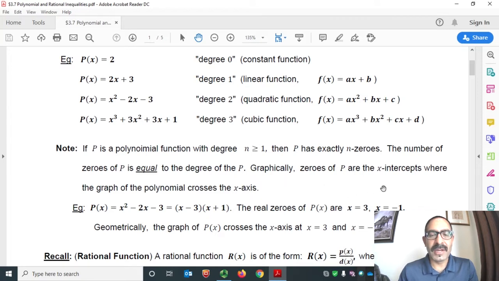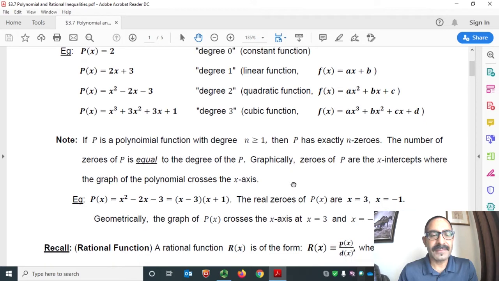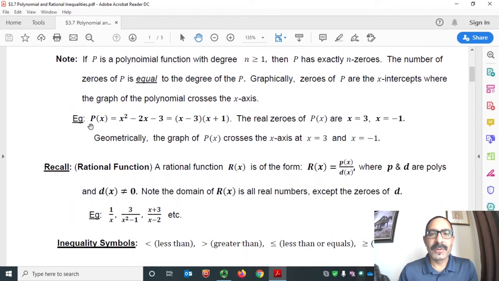Graphically, zeros of polynomials are the x-intercepts where the graph of the polynomial crosses the x-axis. Quick example, p(x) equals x squared minus 2x minus 3. Let's write this polynomial, which is a second degree polynomial, in factored form. This gives us two factors, (x minus 3) times (x plus 1). So the real zeros of this polynomial are found by setting each factor equal to 0 and solving for x. So we get x equals 3 and x equals negative 1. Geometrically, the graph of this polynomial crosses the x-axis at x equals 3 and x equals negative 1. I hope this makes sense to you all.